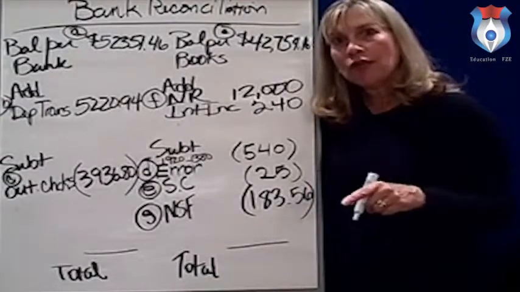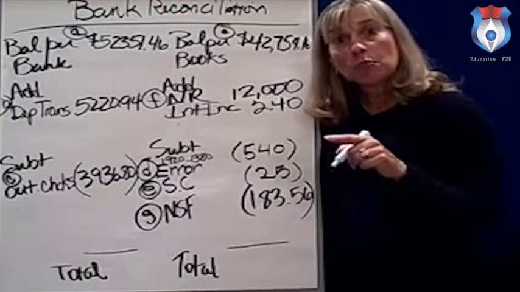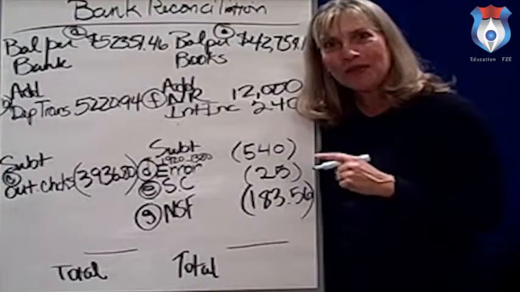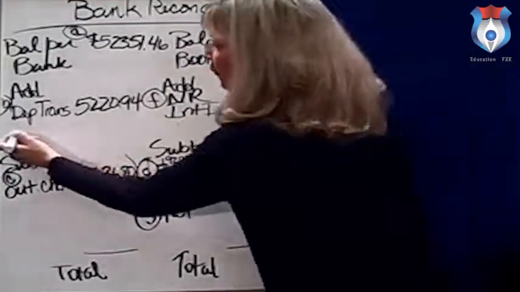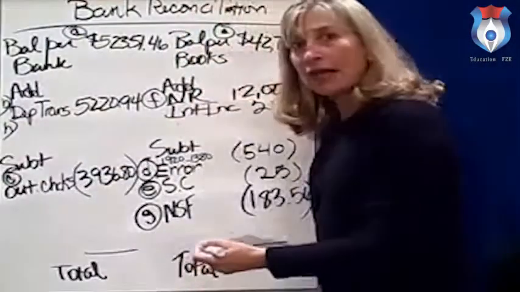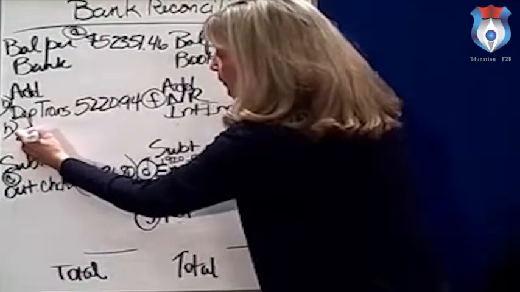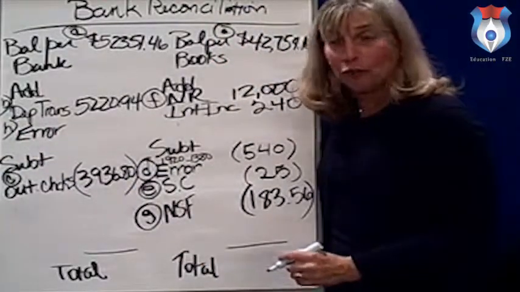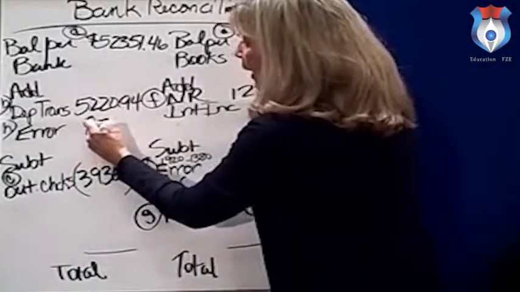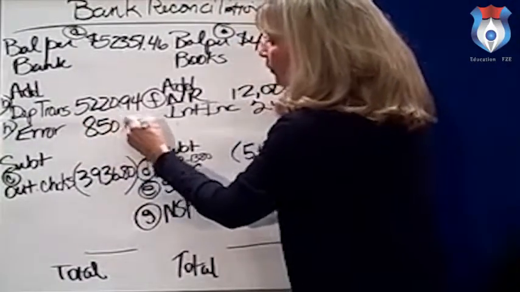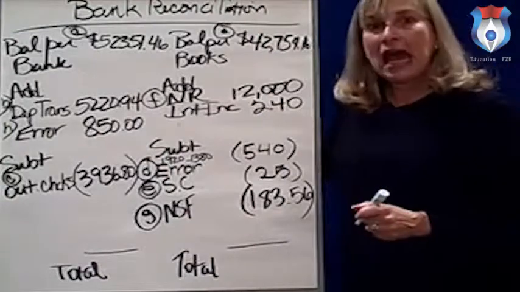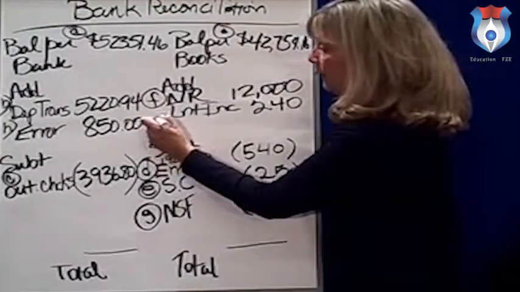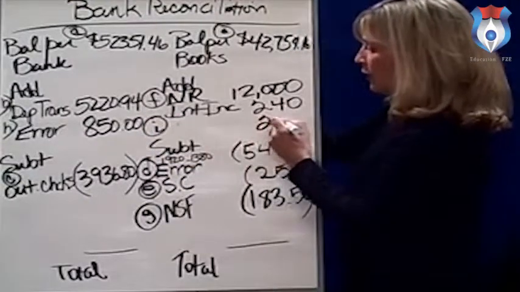In H, we have an error. And the error was that the bank took money out of our account by mistake. So whose error was it? The bank's. So does the bank need to give us back the money they mistakenly took out of our account? Well, I hope so. So we'll add back $850 for that mistake.